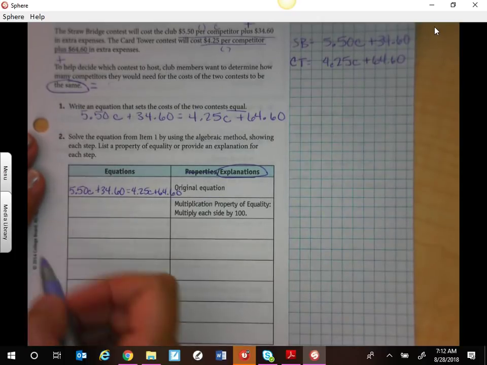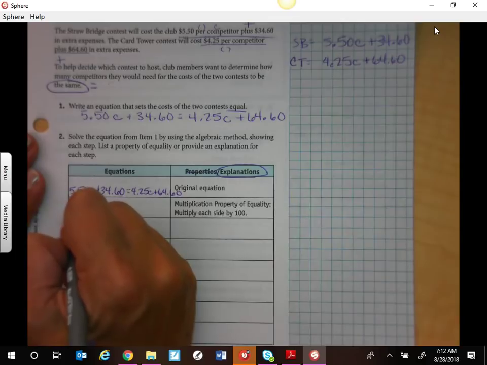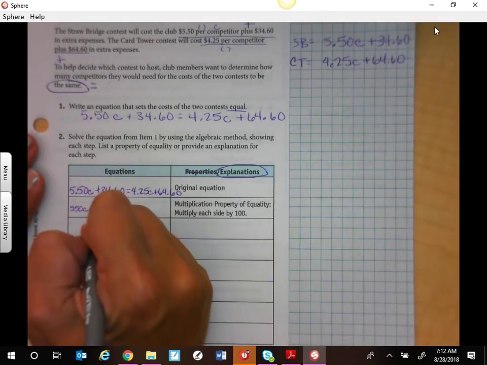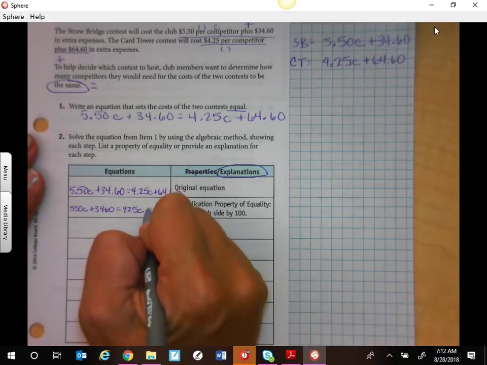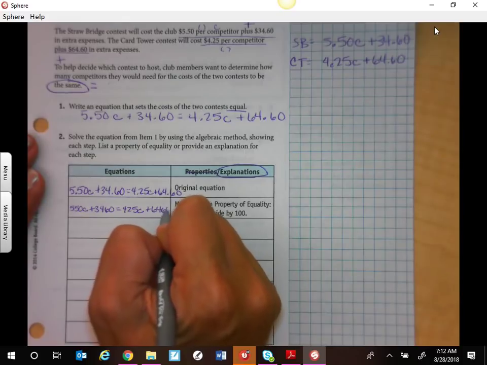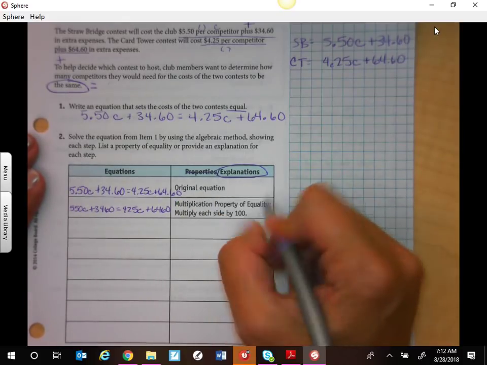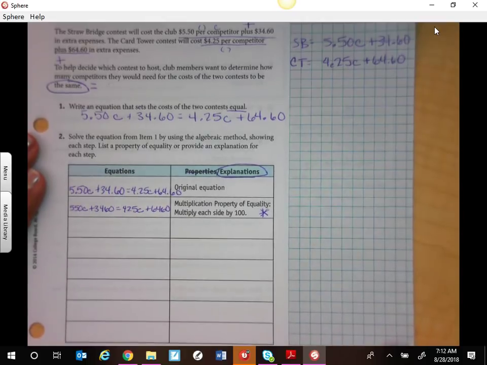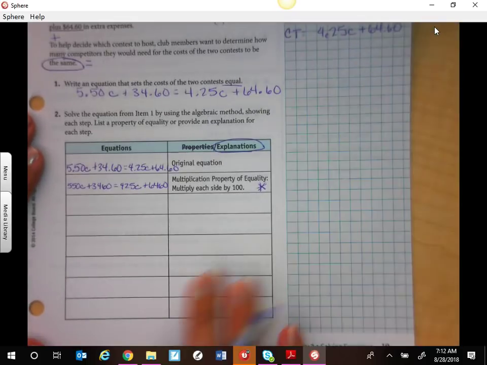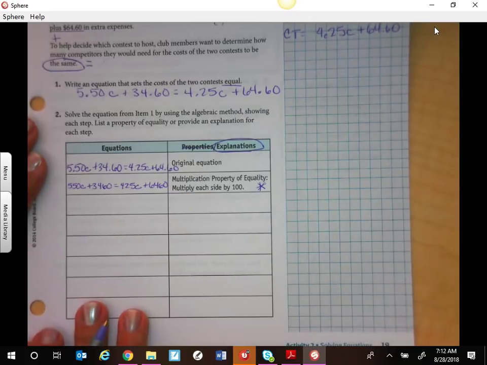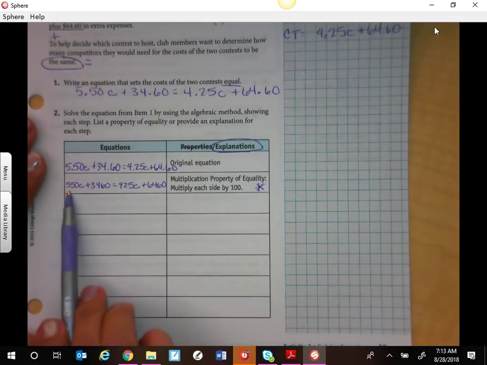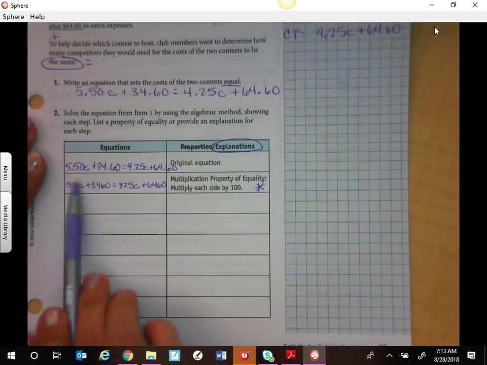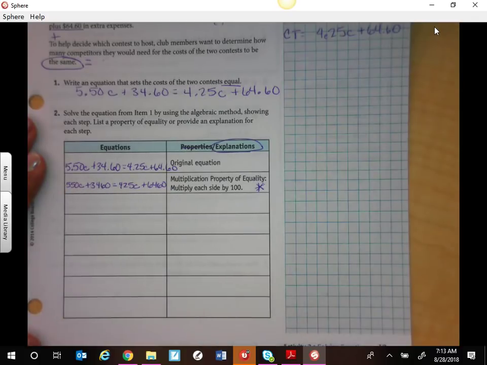So if we did multiply each of these by 100, we would end up with 550C plus 3,460 equals 425C plus 6,460. Now, again, this is not something that you have to do. It just makes it a little bit easier. Later on, when we talk about fractions, this is going to be a really nifty trick to get rid of denominators. So if we go back to our steps at the top, there's no distributive property, and there's no collecting of like terms because we don't have any C's or regular numbers on the same side of the equals.